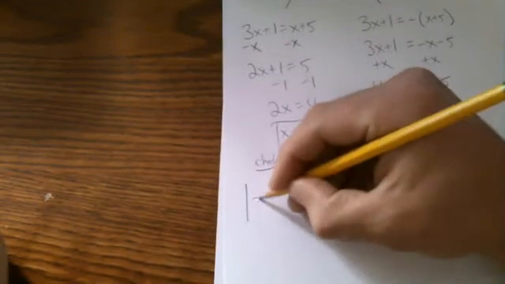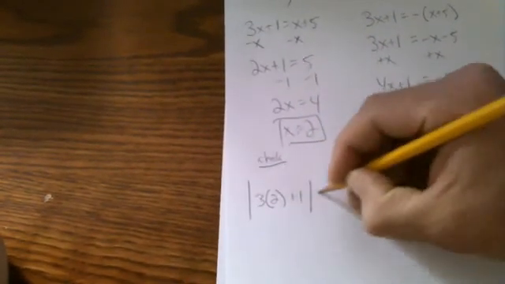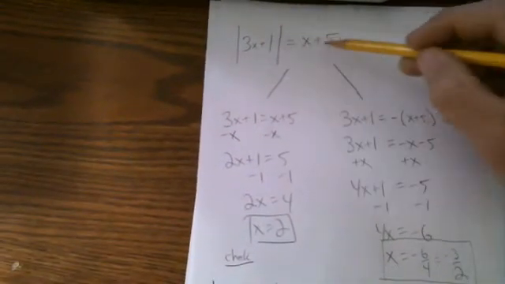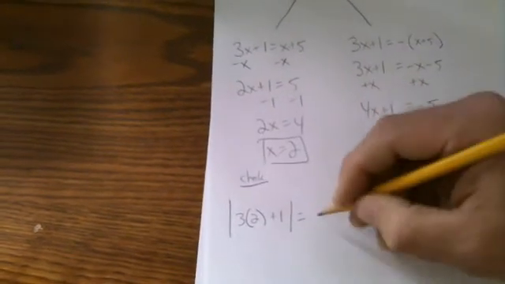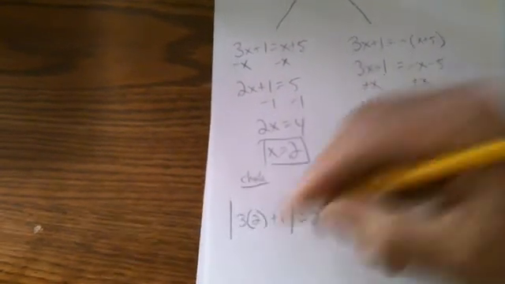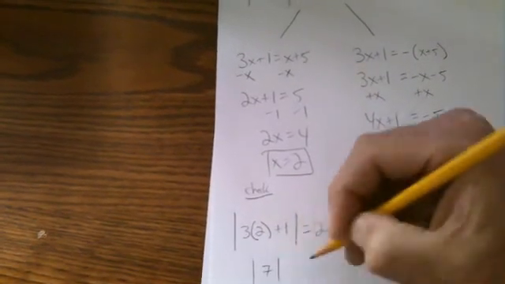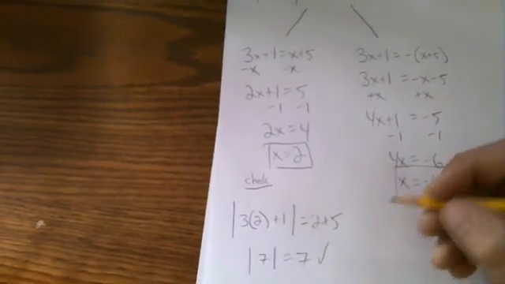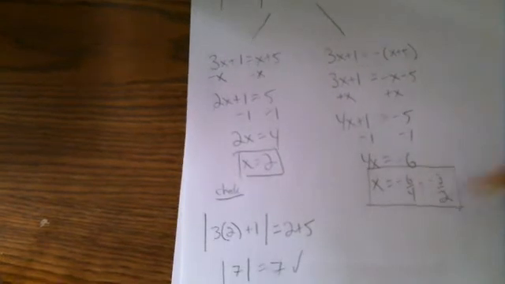The absolute value of 3 times 2 plus 1 is equal to, and now there's two x's to plug into, here and here, is equal to, we're plugging in x equals 2, 2 plus 5. The absolute value of 6 plus 1 is 7. Is equal to 7. Yes, it sure is. So this is a solution. This side, let's check that out.